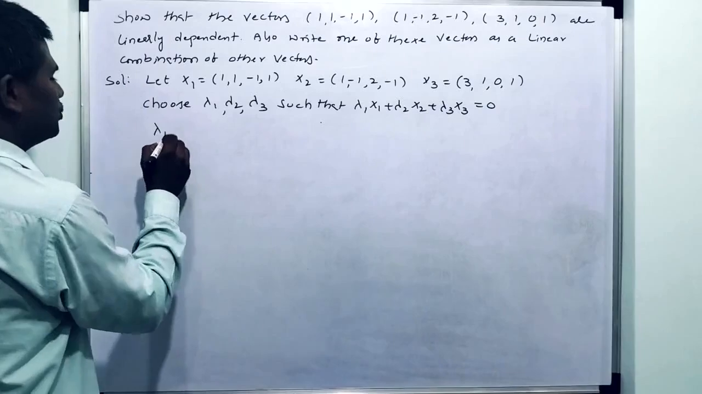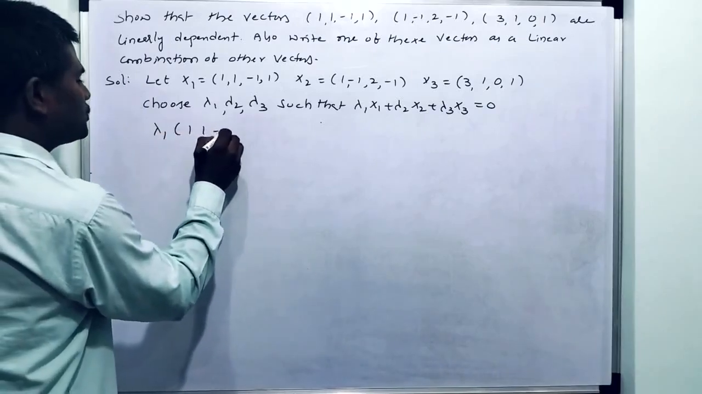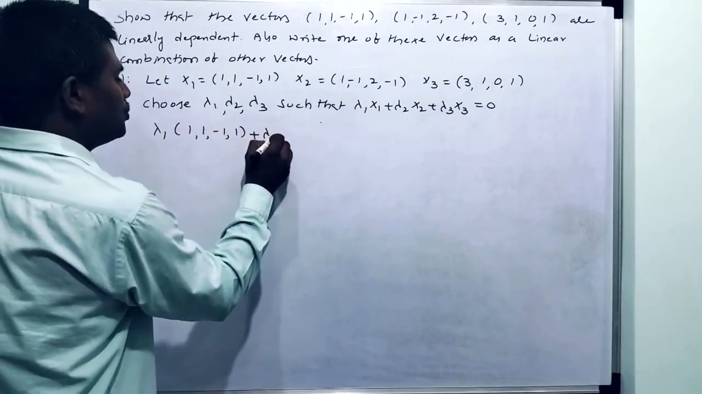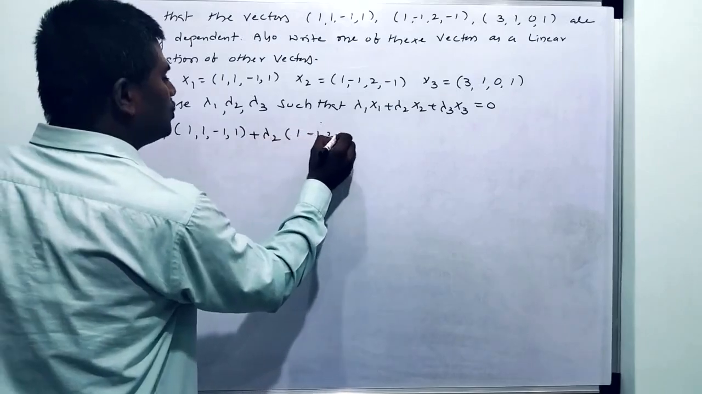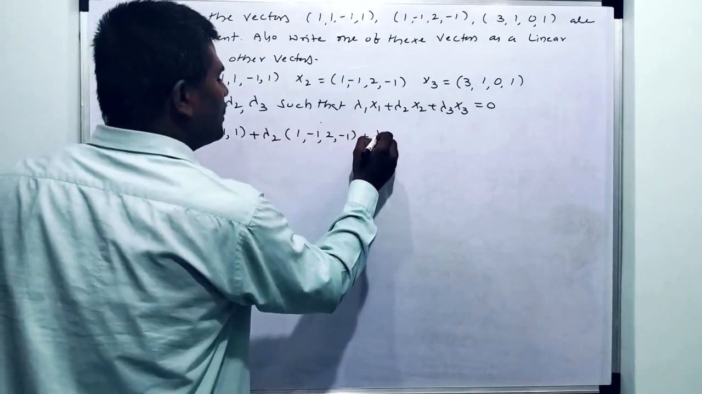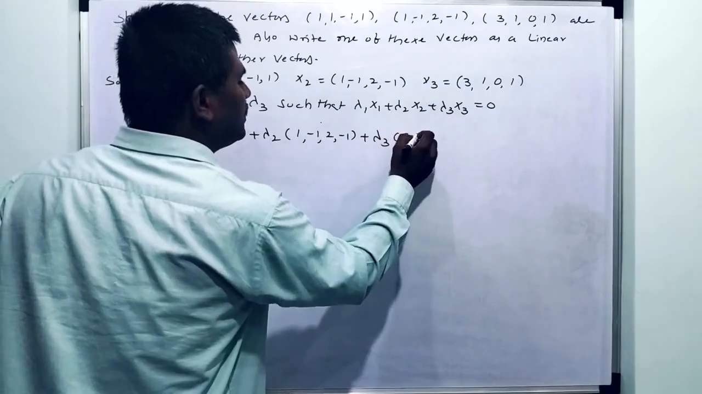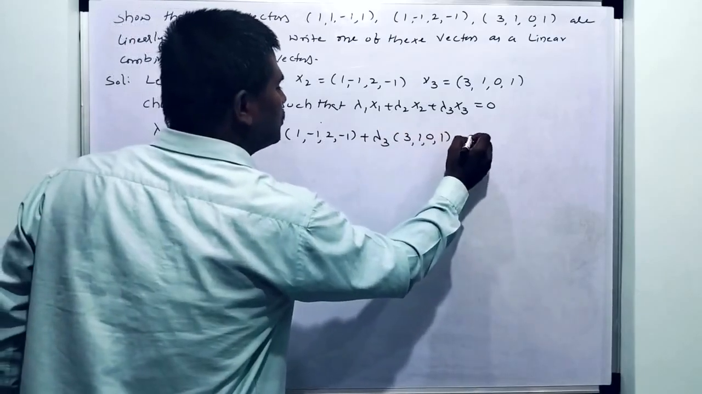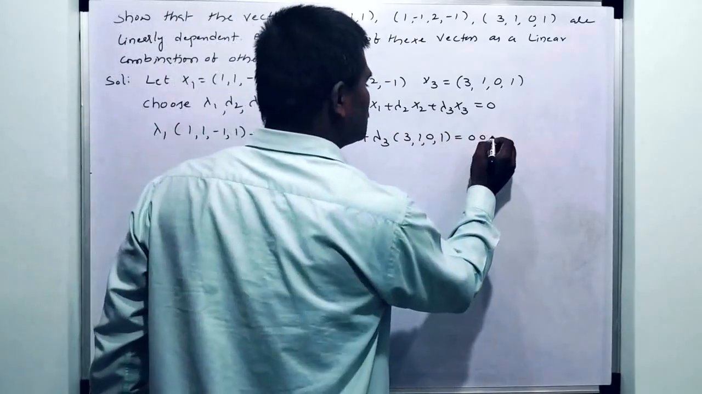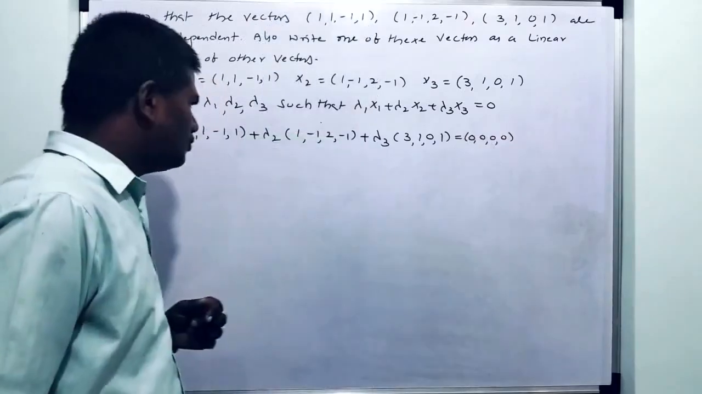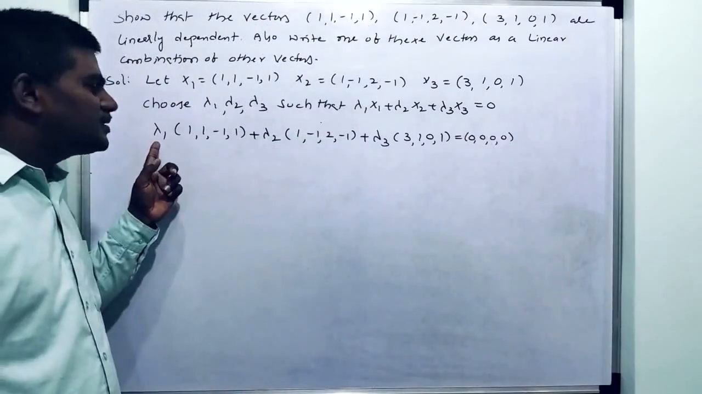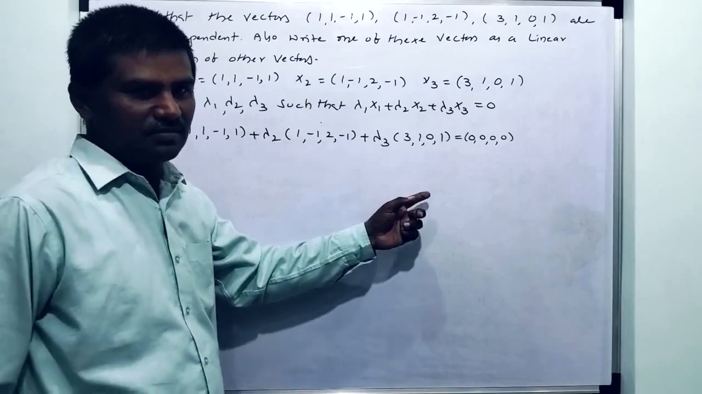λ1 into (1, 1, −1, 1) plus λ2 into (1, −1, 2, −1) plus λ3 into (3, 1, 0, 1) is equal to 0. That means (0, 0, 0, 0). Now you can see that these can be written as equations.